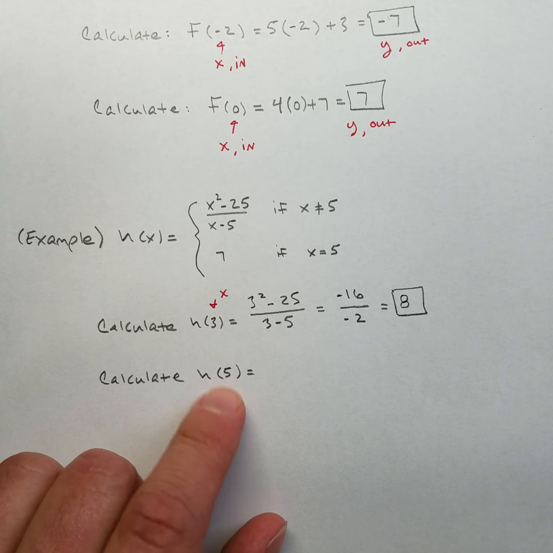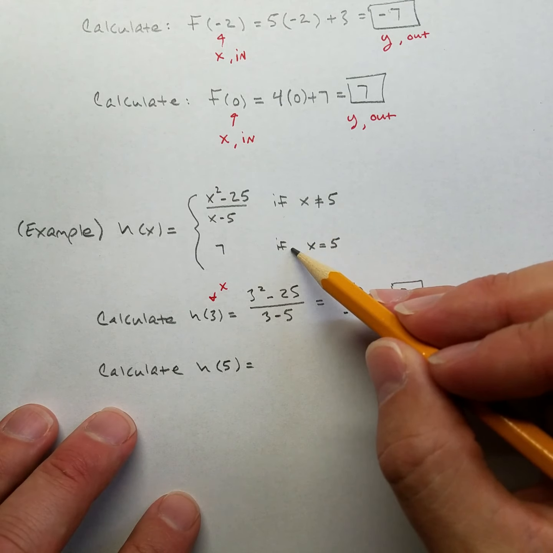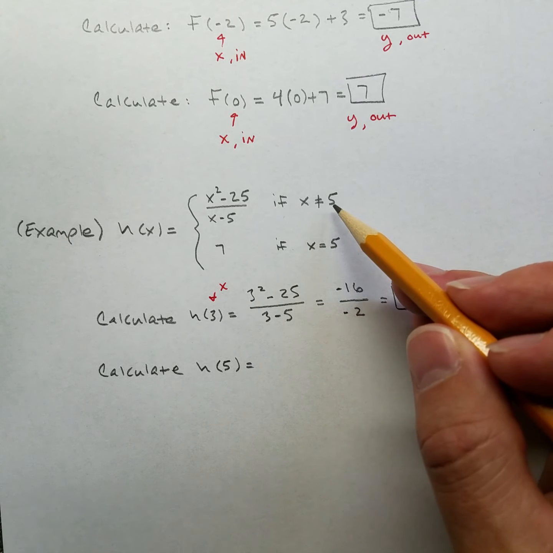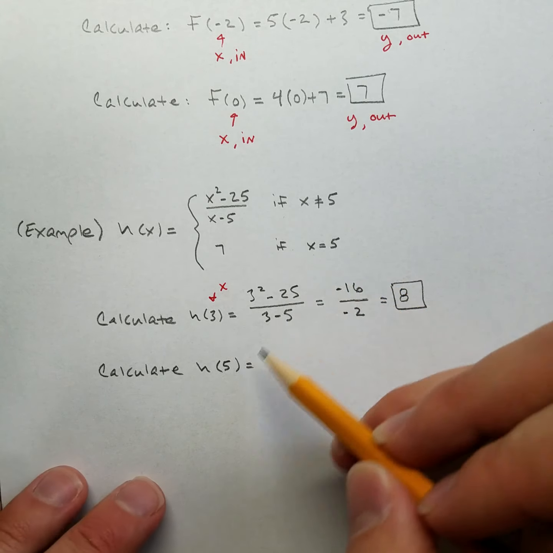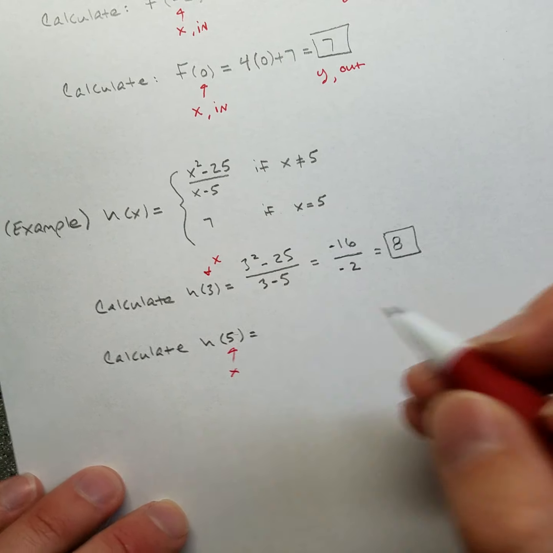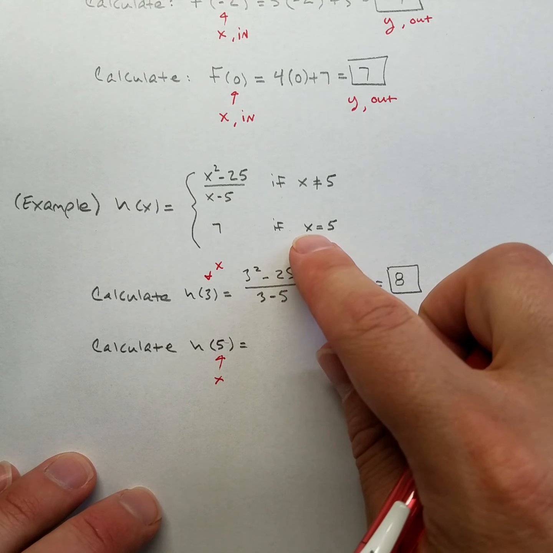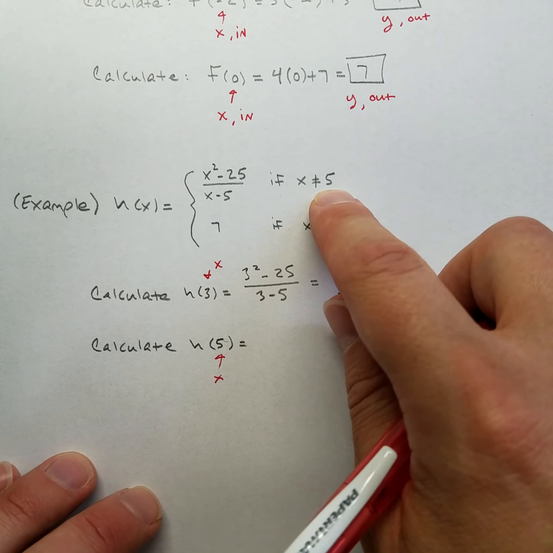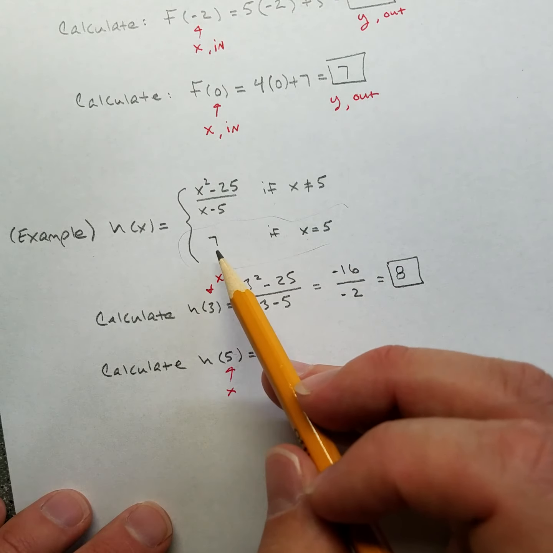Okay, now let's look at this other one. H of 5. Again, you have to decide which one of these conditions 5 satisfies. Is 5 not equal to 5, or is 5 equal to 5? Remember, we're saying that this is the x, and x equal to 5 satisfies this one. That's the one it works for. It doesn't work for that one. So if we make that our input, you plug it into that formula.